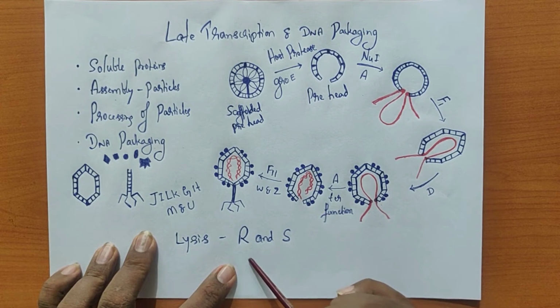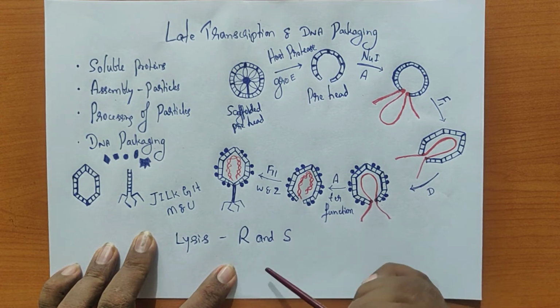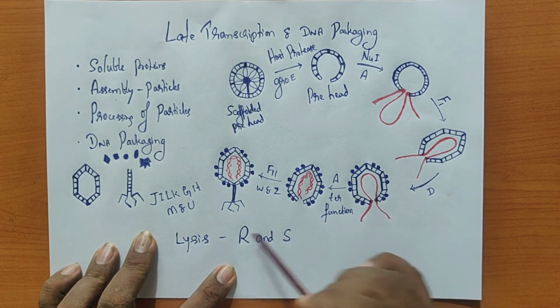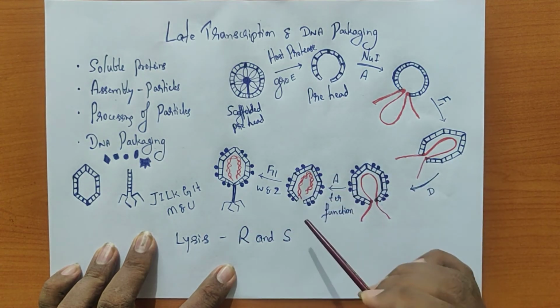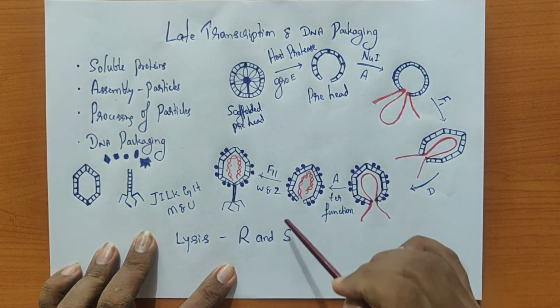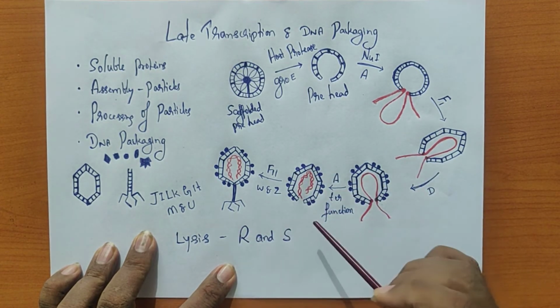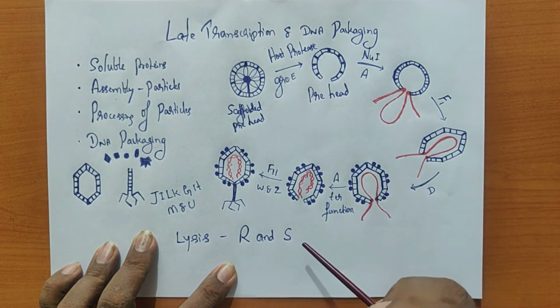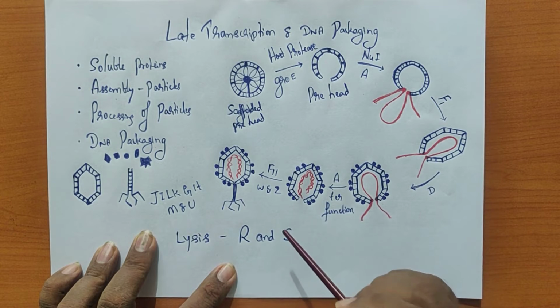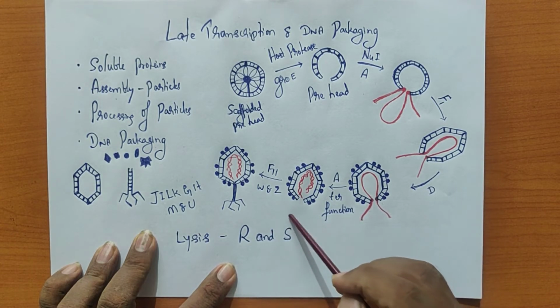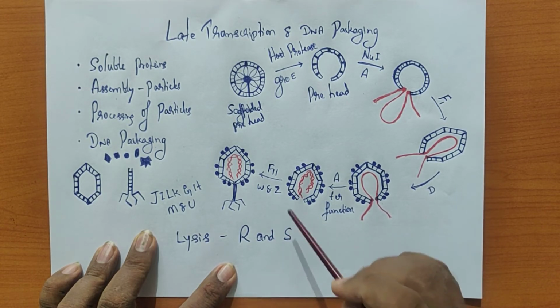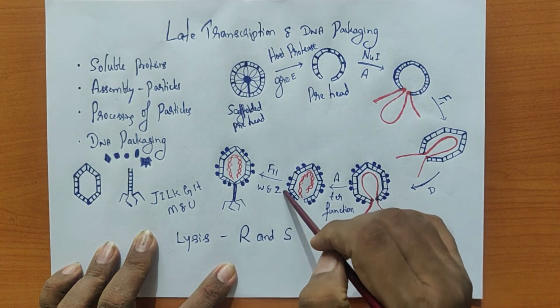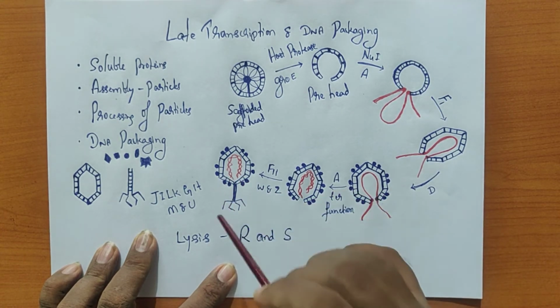Suppose you do have a mutation, for example in the S gene, then this particular system fails to hydrolyze the E. coli cell membrane and the phage is unable to come out of the host cell. So now the whole process of mutating the S gene is so that the number of virus particles is going to be increased within the host cell.